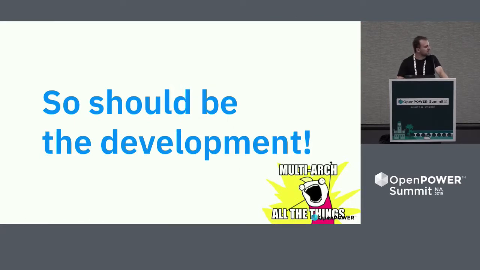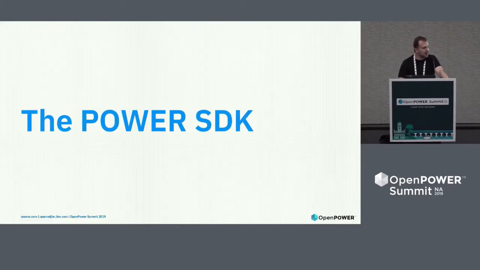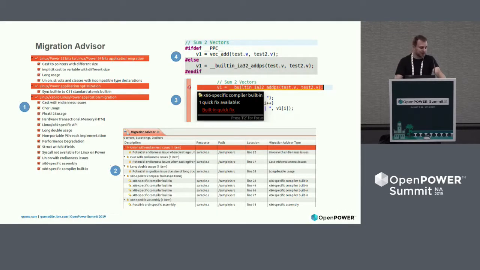Let's start talking about how we can multi-arch all the things on Power. This is the first chapter, and in it I will talk about the Power SDK. Back in 2011, we started developing the SDK. Basically, the idea behind it was to collect the knowledge of the people who are experts on Power, create a set of tools, and make them available for developers so they can use them for porting their applications to Power. As part of the SDK, we had a tool called Migration Advisor.